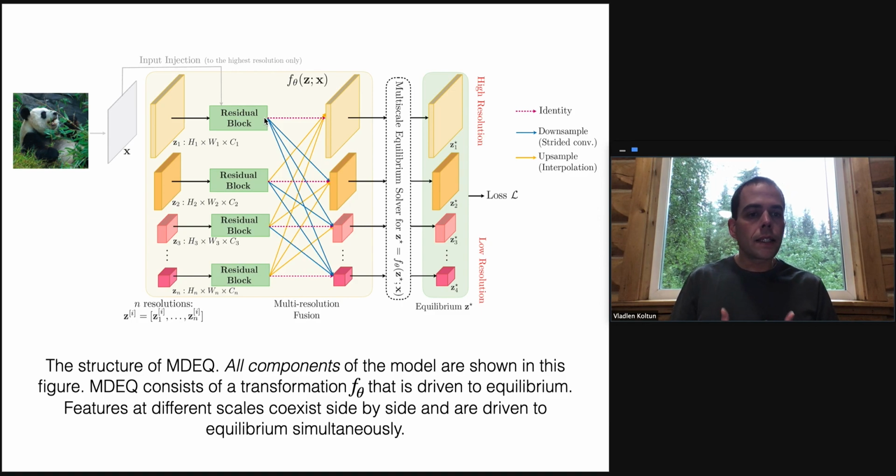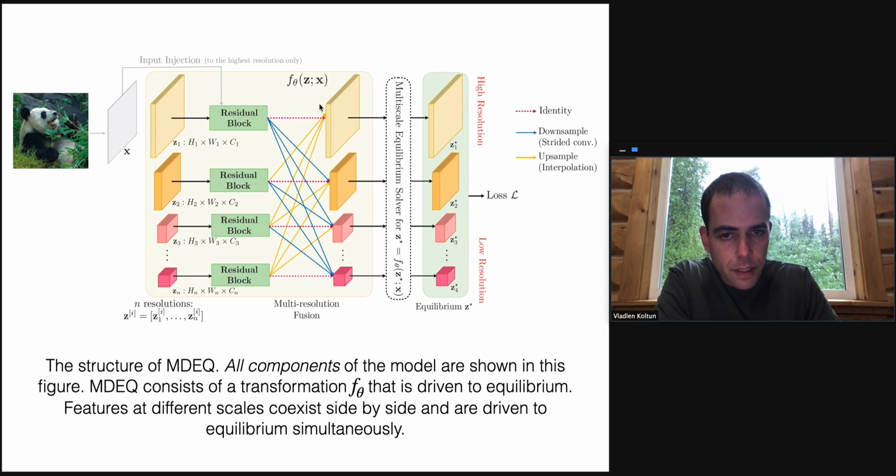Now, here is a multi-scale deep equilibrium model. What you see on this slide is the whole model. There's nothing hidden. This is it. This in the middle is the layer. The middle part of this figure is the Mdeck, the multi-scale deep equilibrium model layer.